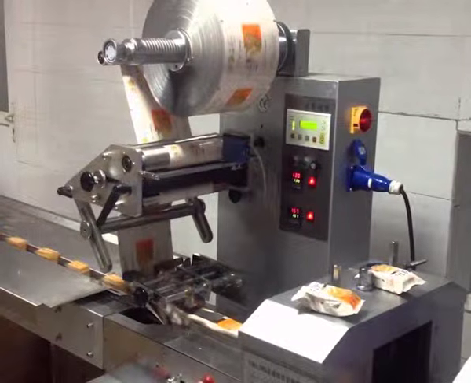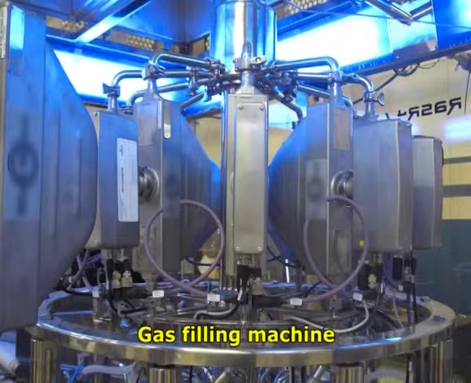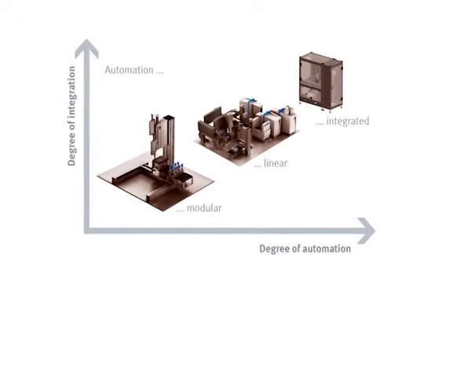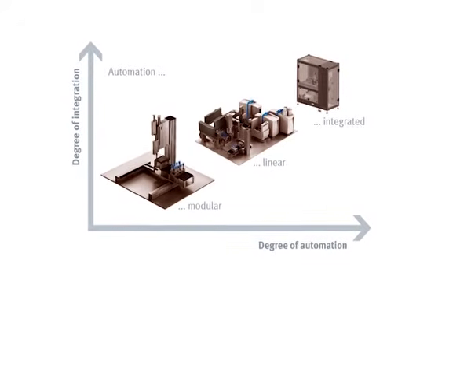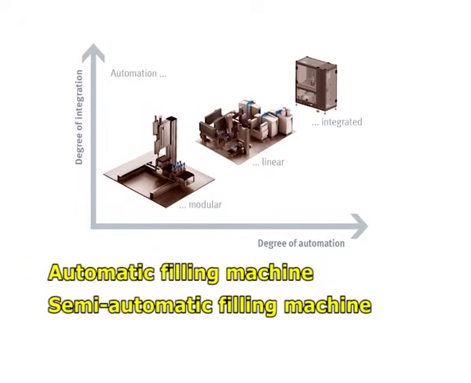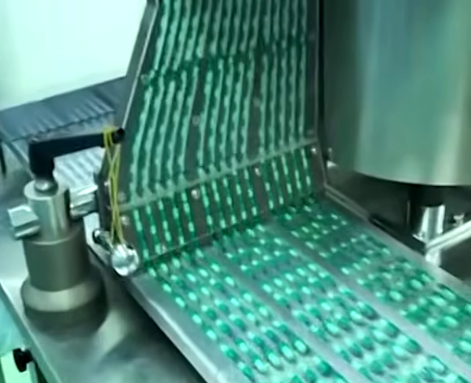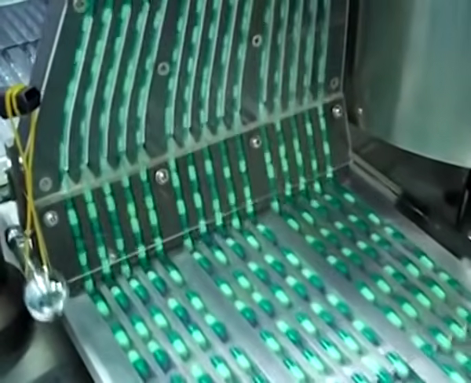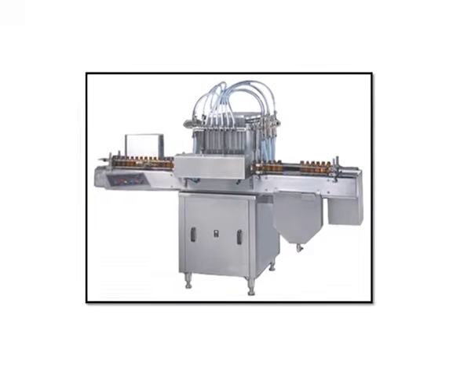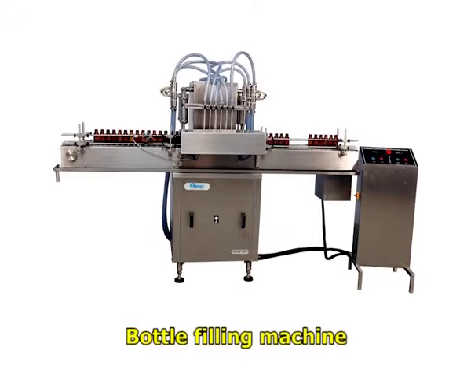According to the different filling materials, filling machines can be divided into powder filling machine, gas filling machine, paste filling machine and liquid filling machines. According to the degree of automation, these machines can be further divided into automatic filling machines, semi-automatic filling machines and fully automatic filling machines. Since automatic filling machines produce high output, these machines are used as a first choice. They may use a number of different filling principles to get the product into the bottle. Figure 1 shows bottle filling machine.